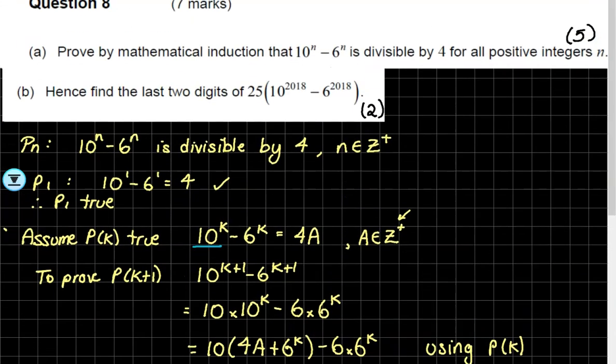Let's go back up to part B. Okay, so hence, that is your tip. That is basically saying, please use that thing that we have just proved. So you must use this that we've just said equals 4a.